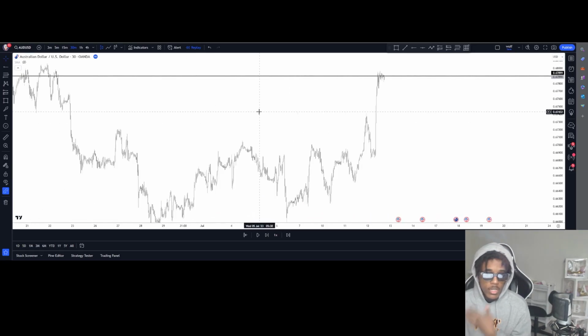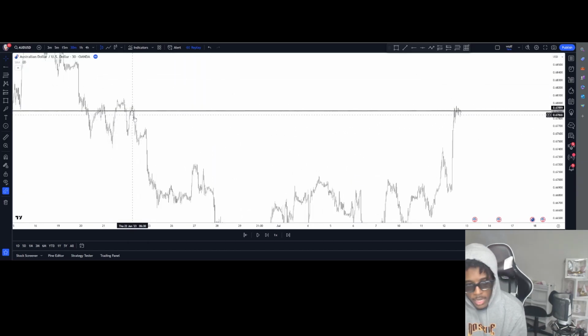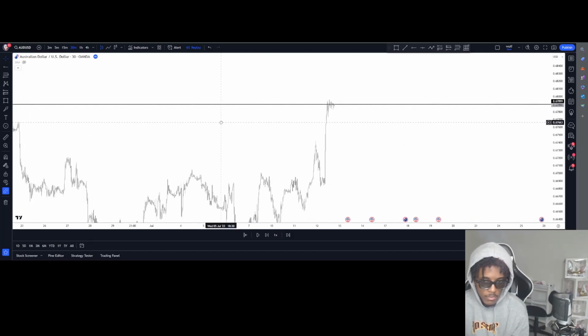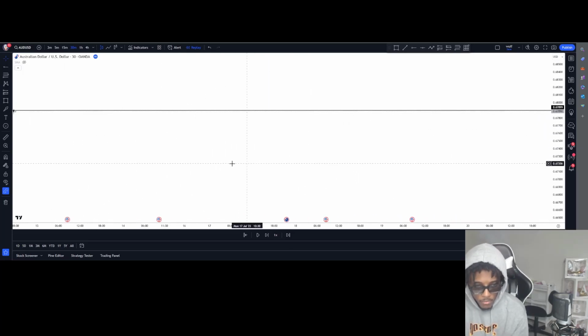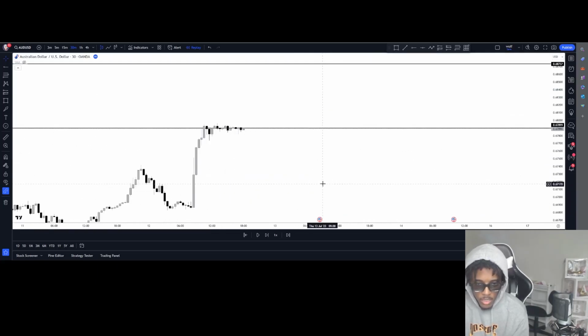Now, if the market was looking very bearish and then we came to a supply level, then I'd be looking for sales. But I'm not gonna look for sales just because we're at a supply level when we clearly are very bullish here. I mean, look at this. Look at these candlesticks. Boom. You know what I'm saying?